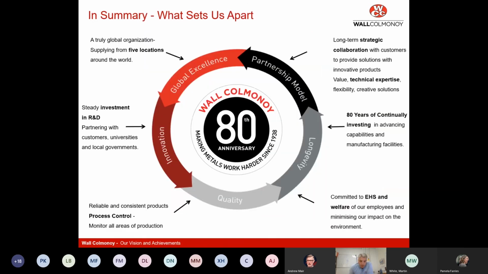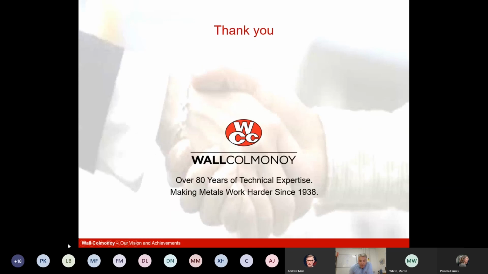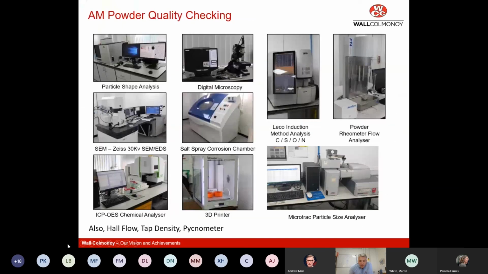We also do some very quick, so back a slide, sorry. We also look at, there we go. I also look at doing 3D printing ourselves. We have polymer 3D printing, and we're looking to invest in a metal 3D printer in the coming months as well, to be able to qualify our powder before it ends up with our end users.